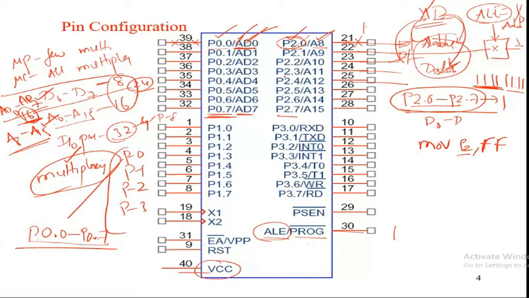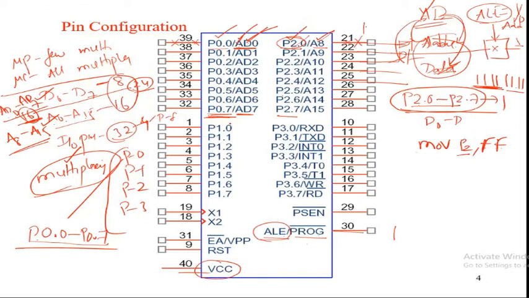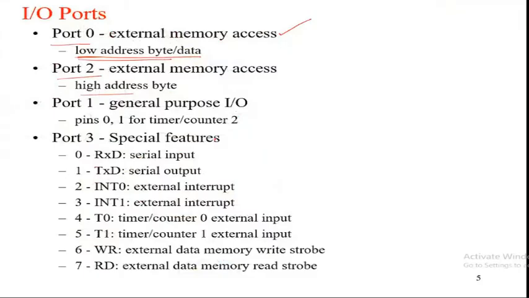Okay, like that we are going to use the port pins and we are representing the port pins. And now coming to port 1. Here port 1 is only general purpose IO. No other multi-purpose function is there in port 1. Port 0, port 2 and port 3 are for multi-purpose and port 1 is only for IO accessing. That is why it is called general purpose IO.